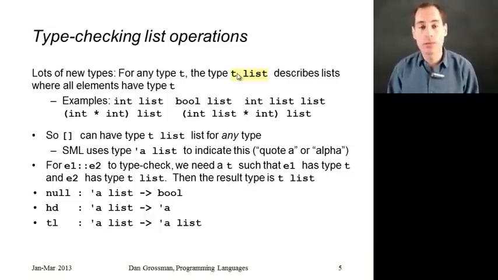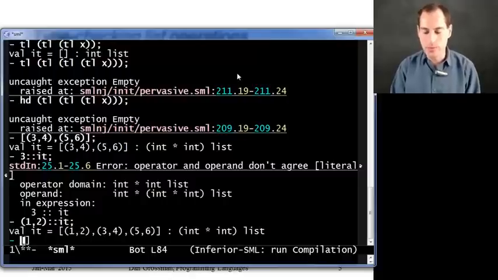You could have a list with another list of ints inside of it. I've shown you one of those. You could have a list with a pair in it, where that pair has a list inside of it, and so on. All right. But what about the types of the operations I've given you for building lists and accessing lists? So probably the hardest one to understand is the type of the empty list.